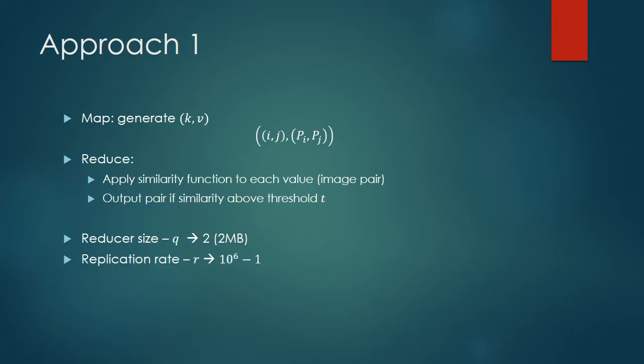What is the replication rate? This is basically n, or n minus 1. You're not sending it to yourself, but for every Pi, I'm generating all Pj combinations, so every input gets replicated that many times. This is the total number of keys generated, which is n squared, divided by the total number of inputs, which is n. Or n square n minus 1 by n. That's what it is. So this is almost 1 million.